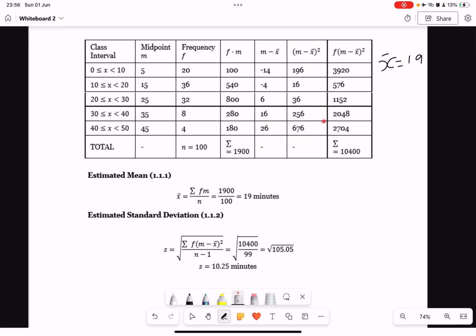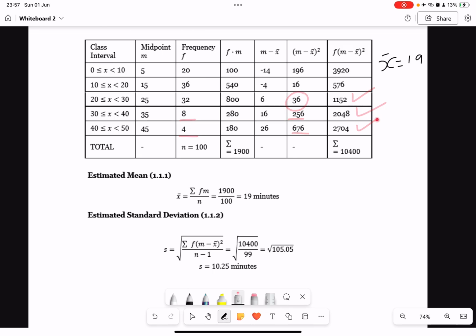Awesome. And then now we need the product of the deviation squared and the frequency. So we take the frequency, we multiply it by the deviation squared. 20 times 196 must give you 3,920. Then you take 36, we multiply it with this one, it should give you that one. You take this one, you multiply it with that one, which should give you that one, and so on and so on, right?